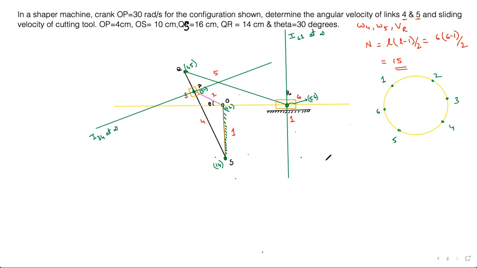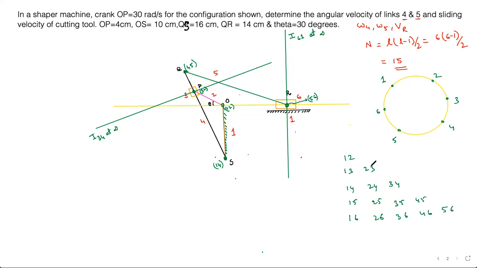So how do I find out all 15? I'll write it down here. 1 2, 1 3, 1 4, 1 5 and 1 6, right? 2 3, 2 4, 2 5, 2 6. Just pause for a moment and check how I'm writing. You'll come to know. 3 4, 3 5, 3 6, 4 5, 4 6. And do we have 5 6? Yes, that's it. Just count how many we have.